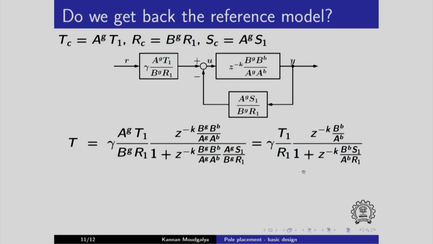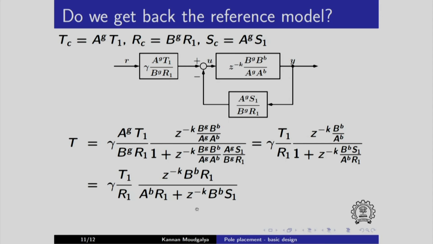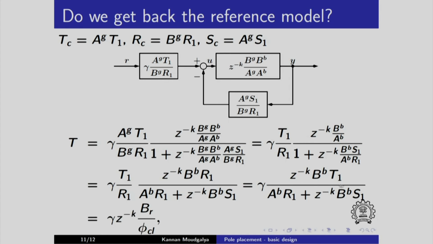Basically I have cancelled the good factors here, then multiply both numerator and denominator by AB R1, I get this expression. Now I cancel this R1 and this R1, I get this expression. And this is nothing but the model that we wanted earlier in the reference model. Remember, this BBT1 was BR, and the denominator is indeed phi Cl as we used in Arya-Bhatta's identity.